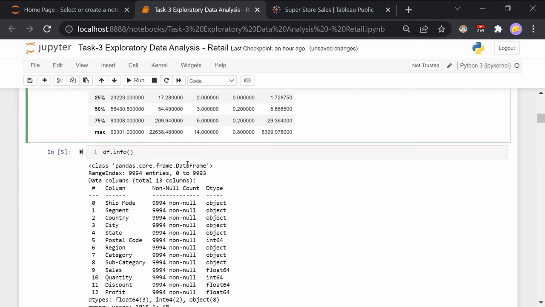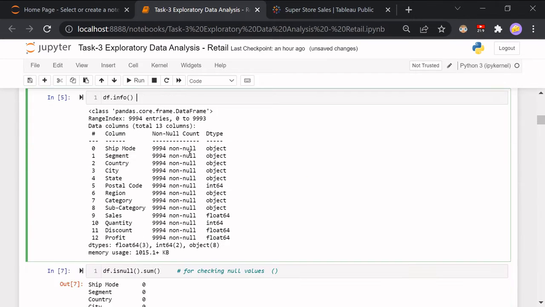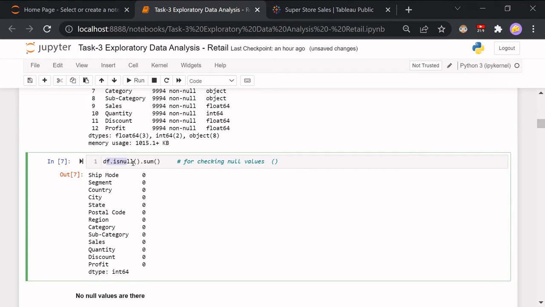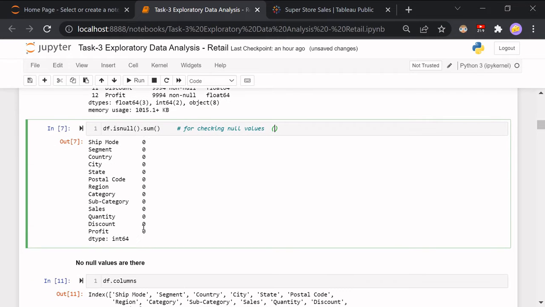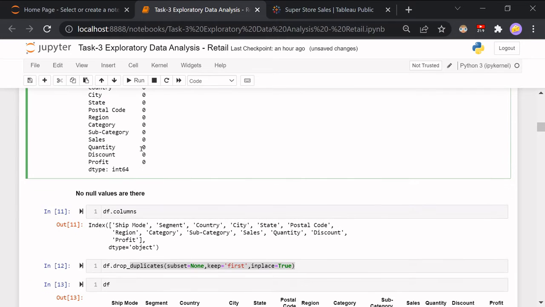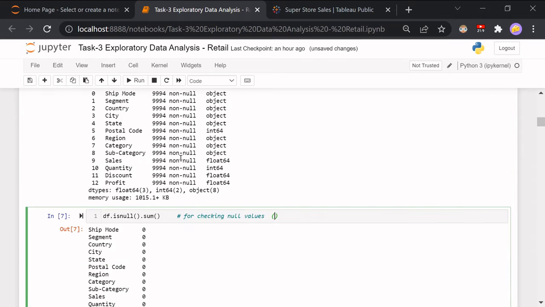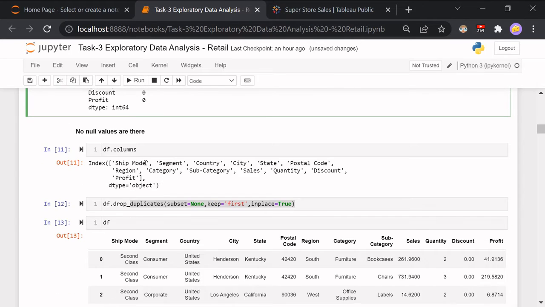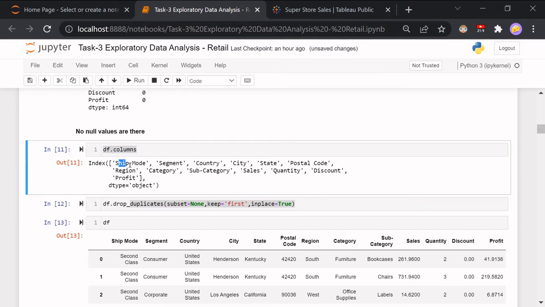I am also using the info function, which is telling me where the non-null values are present and the data type of the columns. In this cell I am checking for the null values, and as you can see there are 0 null values in the data frame, that is, the data does not have any null values. Now here I am printing the columns. These are all our 13 columns in the data frame.